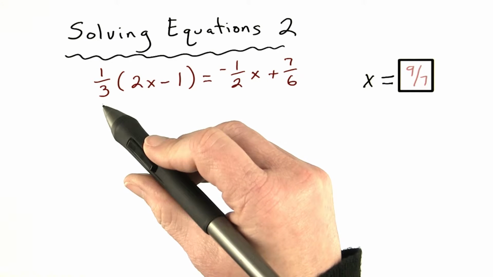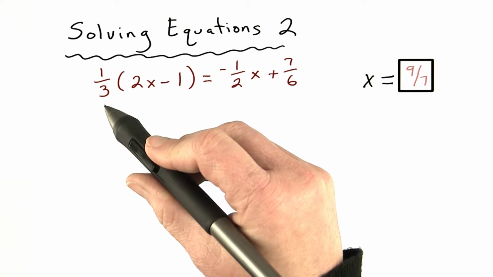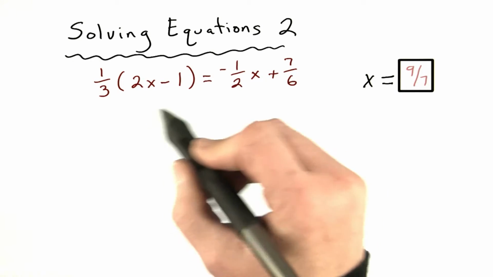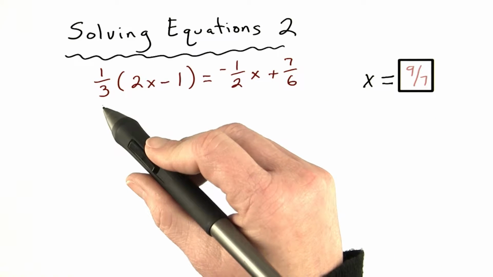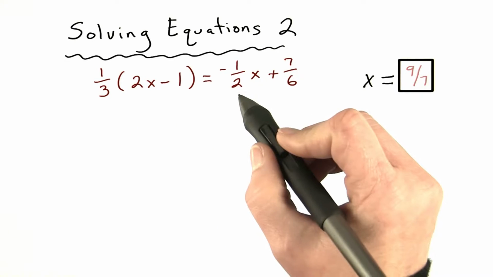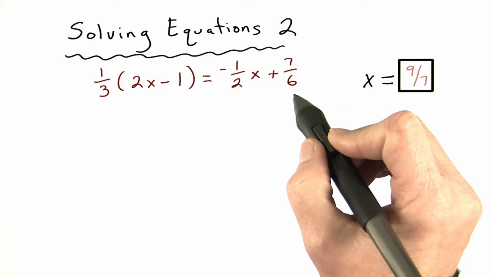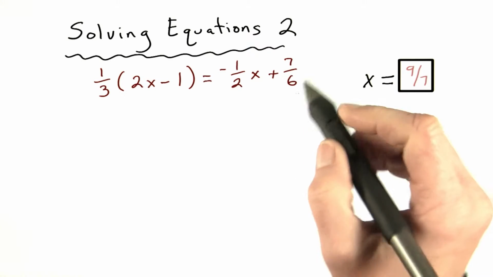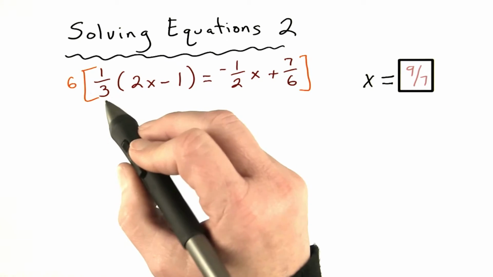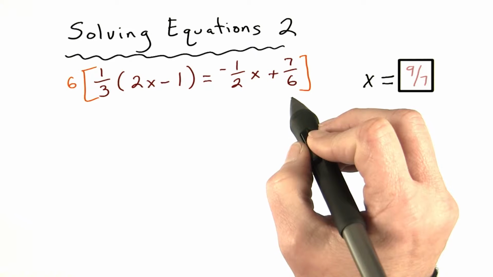6, 2, and 3, and I have to find the least common denominator, because I want to multiply the entire equation through by the least common denominator. The least common denominator of 3, 2, and 6 is 6. So I'm going to multiply the entire equation through by 6. I have to multiply 6 by each term that is in the equation.